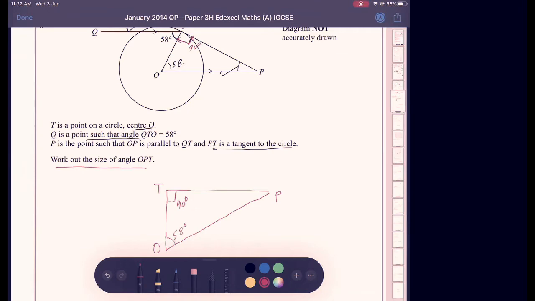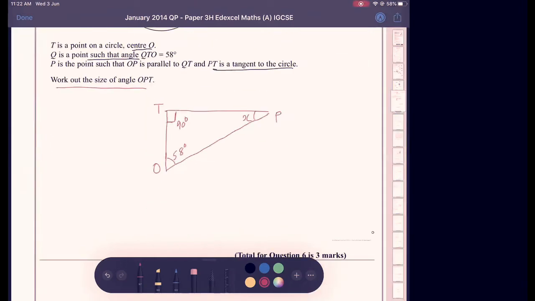Then the property of a triangle is that the total sum of the interior angles will give 180. So 90 plus X plus 58 will give 180. So 90 plus 58 is 138. 180 minus 138 is 42. The answer is 42.